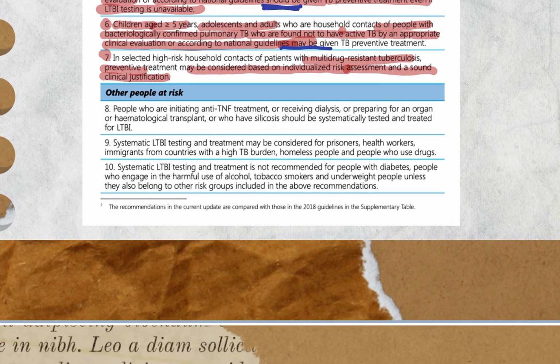The other group they targeted was other people at risk. People who are initiating anti-TNF treatment or receiving dialysis or preparing for an organ or hematological transplant or who have silicosis should be systematically tested and treated for latent TB. So they clearly give very good guidance on whom we are testing: patients who are about to initiate anti-TNF treatment or receiving dialysis or preparing for an organ or hematological transplant or who have silicosis.